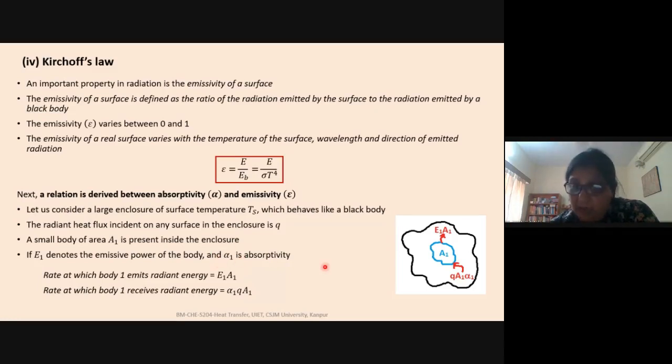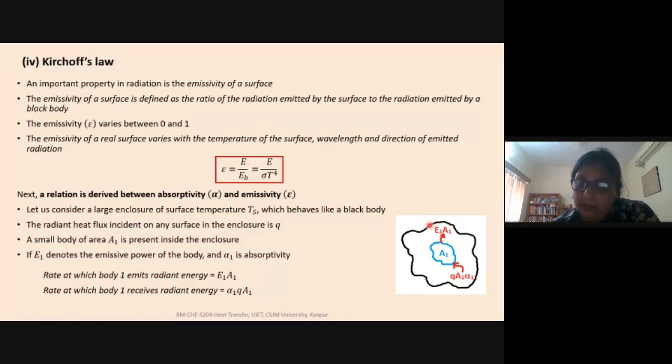So the rate at which the body emits radiation, that means the body gives out radiation because of its temperature, is equal to E1 into A1. What is E1? E1 is the emissive power of the body, and A1 is the area of the body. So the total rate at which the energy is given out, or emitted, by this body is E1 into A1.